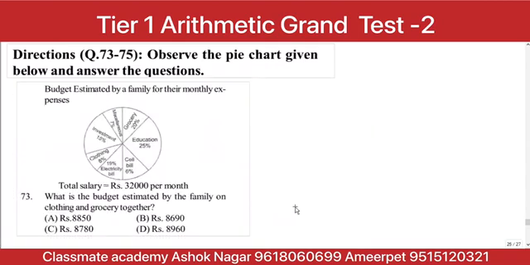See here. Budget estimated by the family for their monthly expenses, and the total salary is 32,000. What is the budget estimated for the family for clothing and grocery together? For clothing, it is 8%. Grocery, it is 20%. So it is 28% of 32,000.